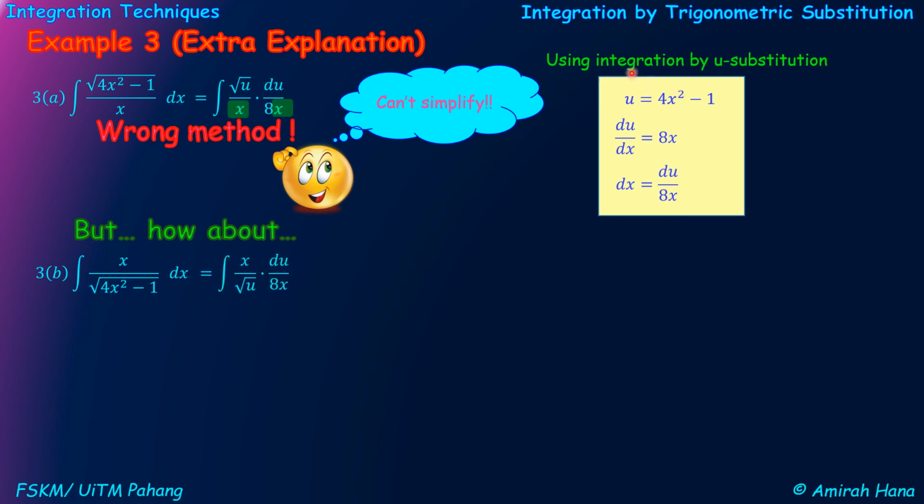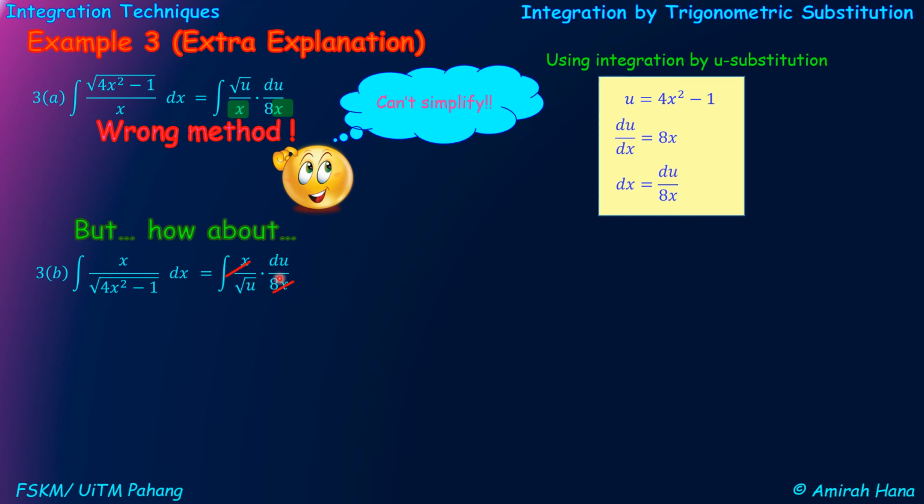Using integration by u substitution, we choose u equals 4x squared minus 1, and then we differentiate. So we have 8x, and then we write dx as the subject. So we have du over 8x. From here, we still have numerator x, and then the square root of u, which replaces 4x squared minus 1, and then times du over 8x, which replaces dx.